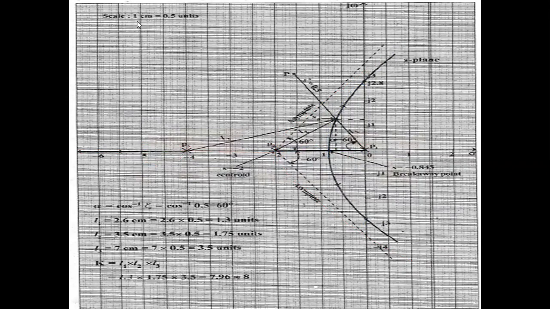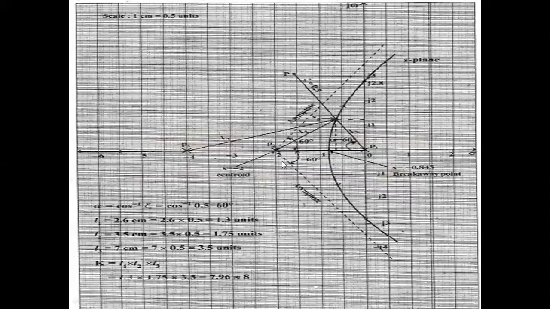Here the scale is 1 centimeter equal to 0.5 units. They have considered that. We can take 1 unit equal to 1. It is preferable, if we take it like that, it is good. 1 centimeter equal to 1 unit. In that case, you will get more correct values.